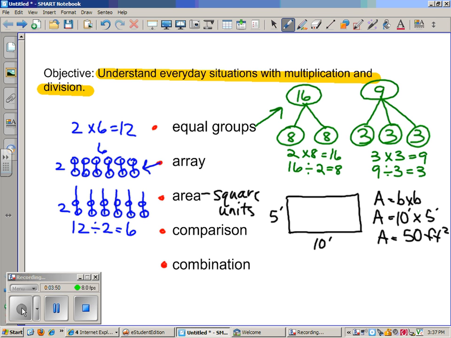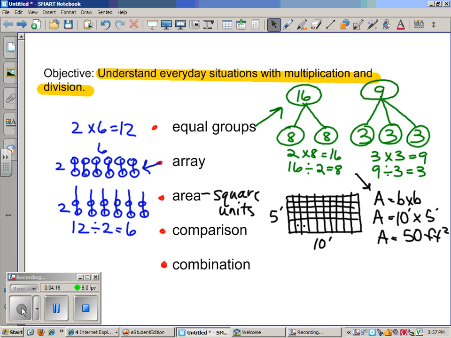Okay. Some of you, that model was hard, so what we did is we broke it apart and made those squares. Not the best drawing, but then, we went down. So we have a 5 by 10, and then you just went through and counted how many squares fit on the inside, right? And then from area, then we started talking about comparison.